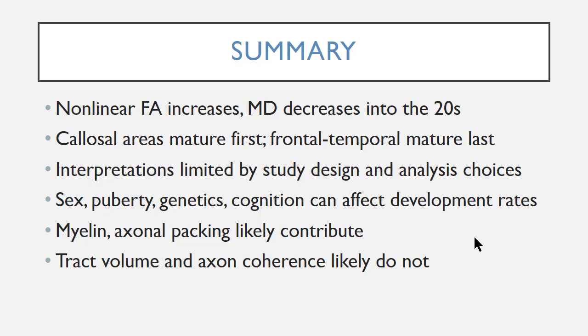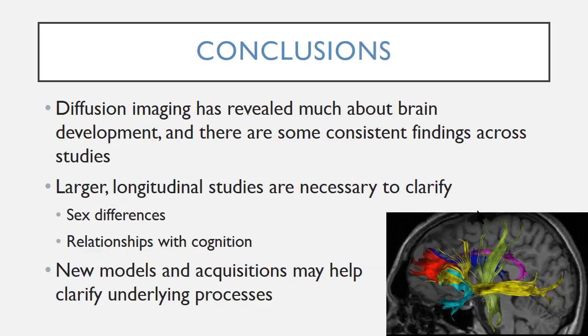So overall, we see nonlinear FA increases and MD decreases that continue into the 20s. The callosal areas mature first, frontal and temporal areas mature last, and interpretations are really limited by study design and analysis choices, and I think this is very important to keep in mind when you're trying to understand what's happening. Things like sex, puberty, genetics, and cognition all affect development rates, and likely drivers are myelin and axonal packing. Unlikely drivers are tract volume and axon coherence.